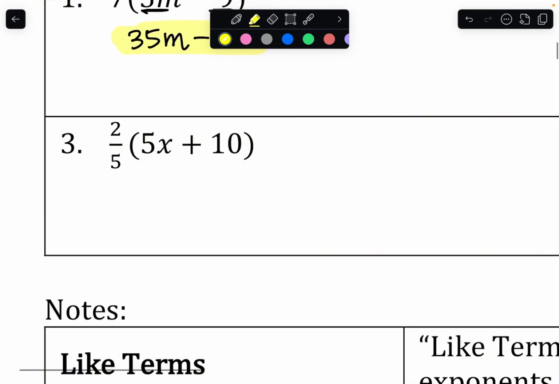Here we're distributing a fraction. When you are distributing a fraction, you are multiplying by the numerator and dividing by the denominator. So 2/5 times 5, 2 times 5 is 10, divided by 5 is 2 with the x. 2 times 10 is 20, divided by 5 is 4. And so our final answer would be 2x plus 4.